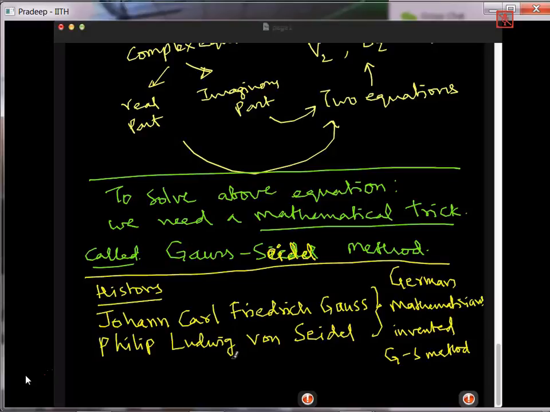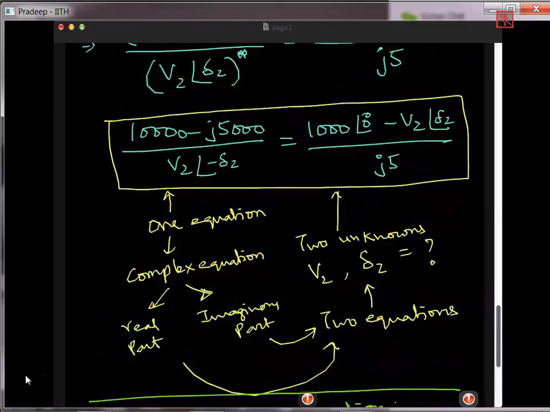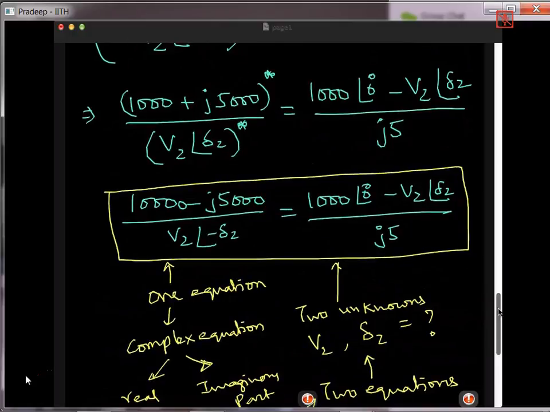The year in which the Gauss-Seidel method was invented is 1823 AD. So almost 200 years back, these two German mathematicians invented a method. That method is useful in solving the above equation, and that method I am going to teach in today's class for solving this equation.